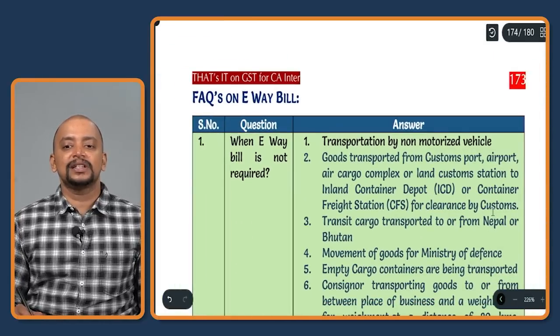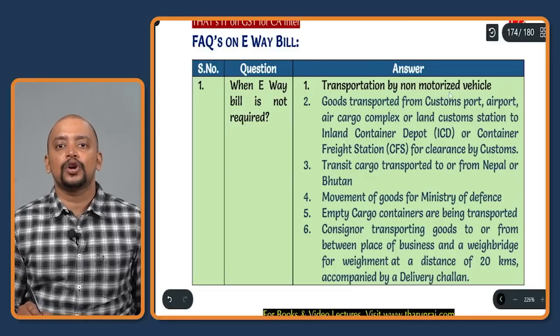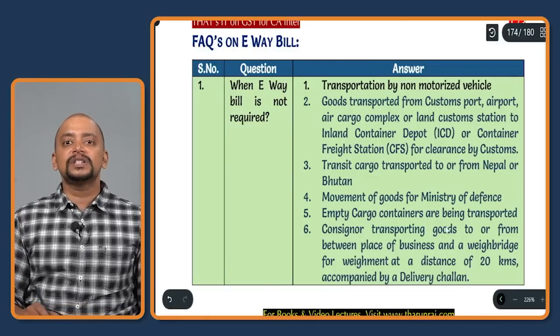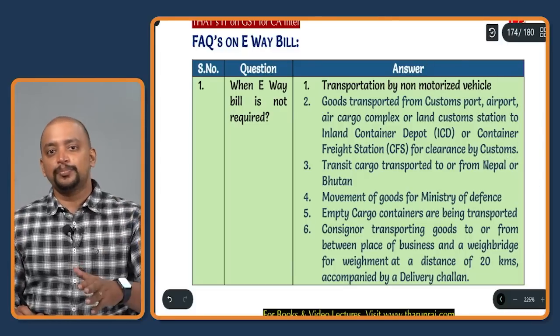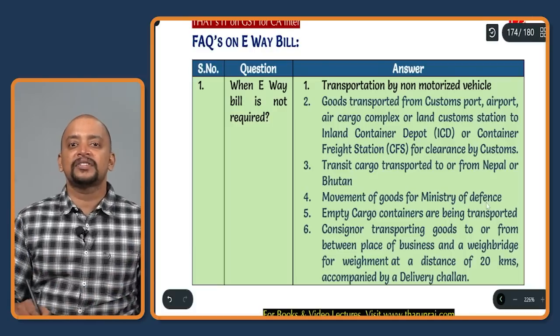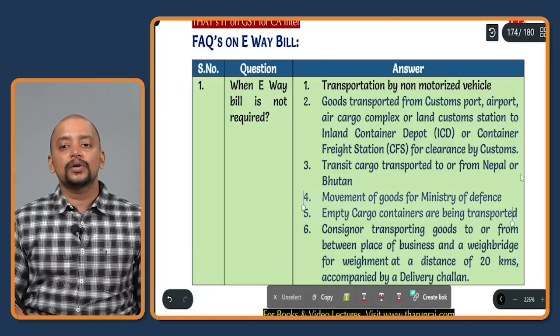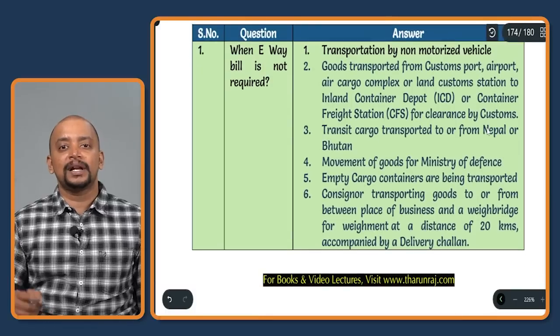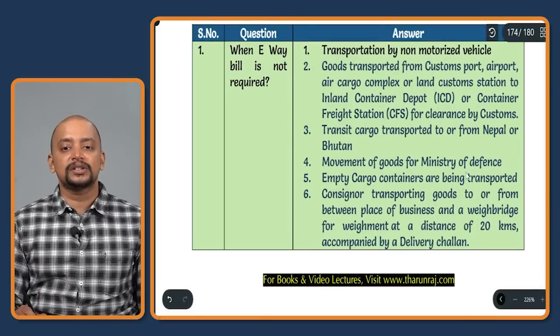Then some FAQs in this regard. When is an e-way bill not required? If the goods are transported through a non-motorized vehicle, or if the goods are transported between customs areas, that is port, airport, land customs station, container freight station, inland container depot or customs warehouse. Then transit cargo transported to or from Nepal or Bhutan also does not require an e-way bill. Movement of goods by the Ministry of Defence.